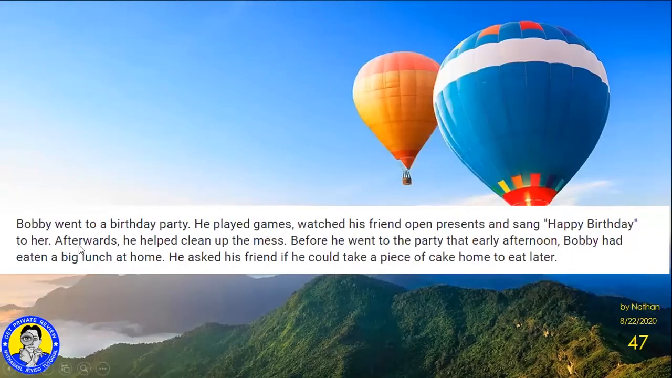Okay, so the clue here is, after he helped clean up the mess, before he went to the party that early afternoon, Bobby had eaten a big lunch at home. That means if you had eaten a lot, then you're already filled. So when he went to his friend's house, he could no longer eat the piece of cake because his stomach is full. So he just asked for the cake to be wrapped and for him to take it home to eat later. So that's the inference.